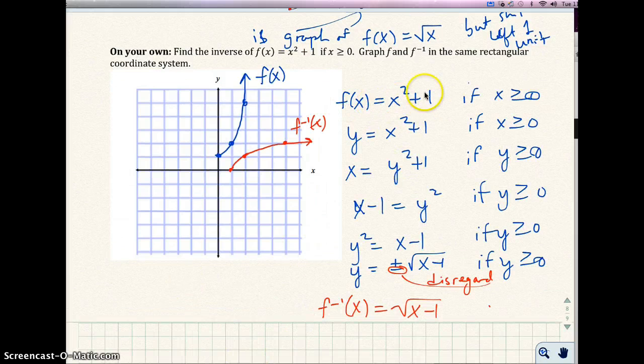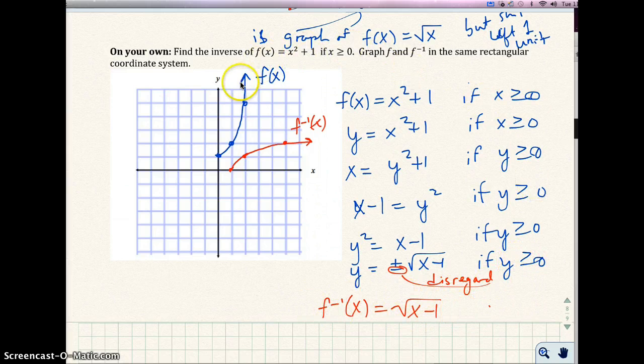Okay, so I went ahead and found the function, found the inverse. So the inverse is right here. I replaced f of x with y. Then interchanged x and y, interchanged to here also. Then I solved for y, used the square root property. I disregarded the negative because y had to be greater than or equal to 0. My inverse function is right here.